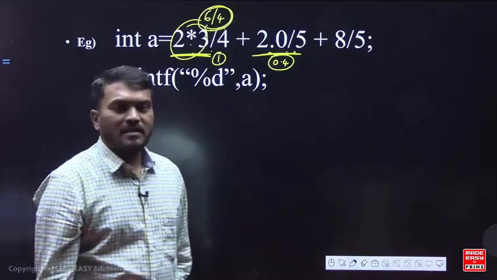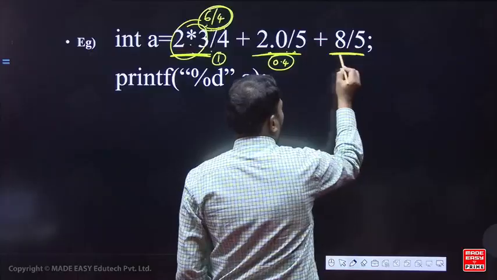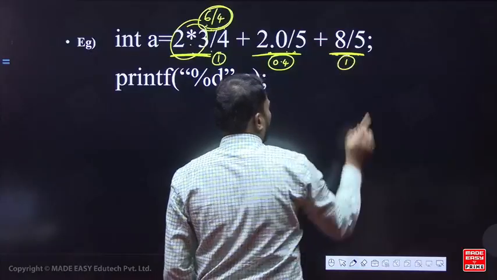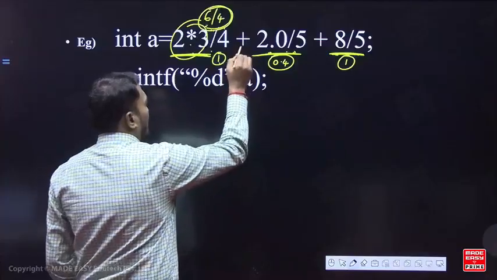0.4, yes or no? Sai Tejaswini. Okay, many students gave the wrong answer. 8 divided by 5, both are integers, so the output will be an integer. What is the answer of this? 1. Now next you are going to apply addition.